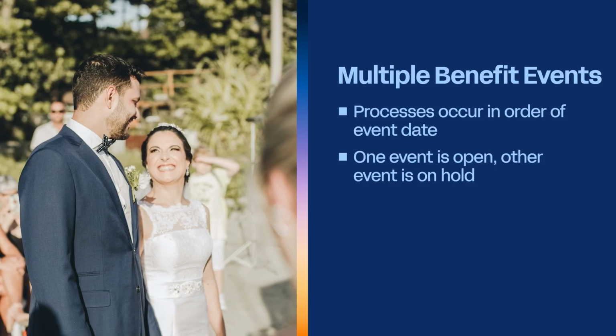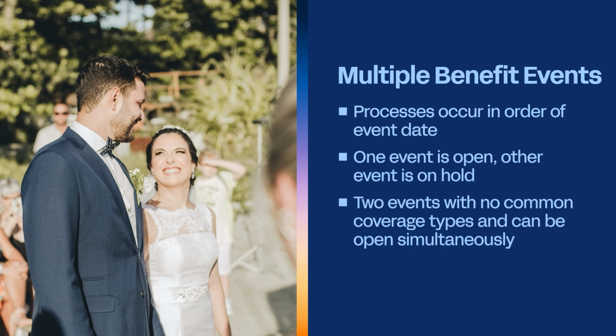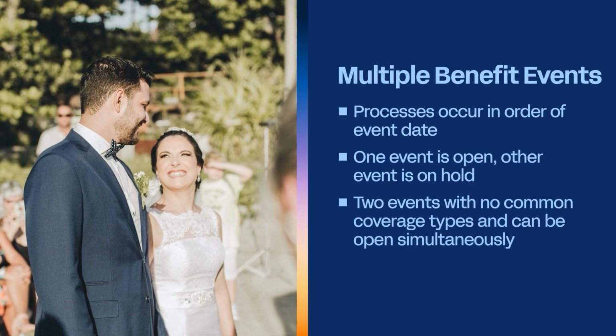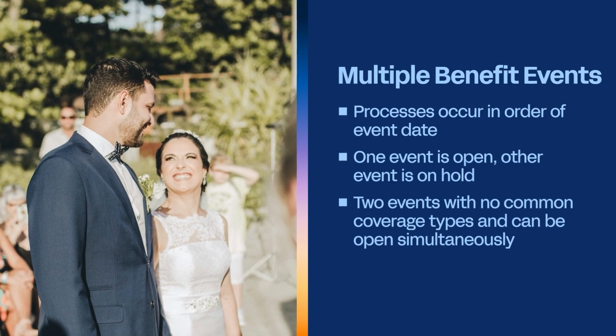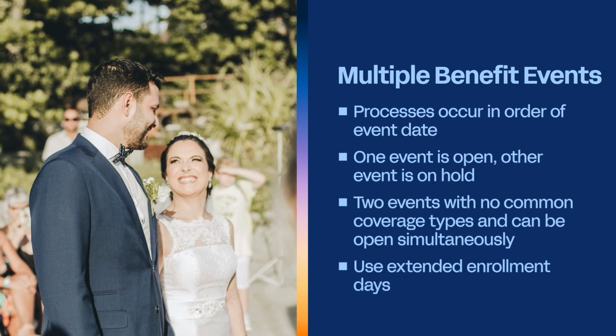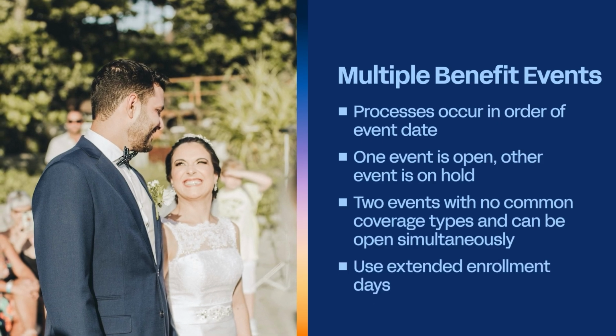However, the events are only on hold if there are overlapping coverage types, for example, if they both share medical or dental coverage. Once the first event is finalized, the system will cancel the on-hold event and create it again. This ensures that Workday recognizes the benefit elections from the previous event as current elections for the new event, so that details populate correctly. Two events with no overlapping or common coverage types can open simultaneously and can be completed in any order. Your events may also use extended enrollment dates, which will reprocess an event type.